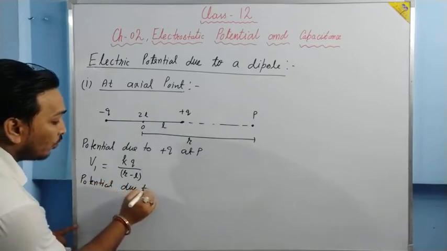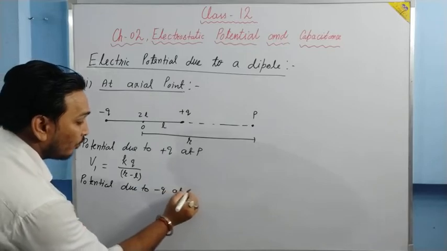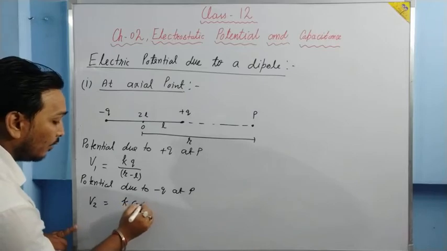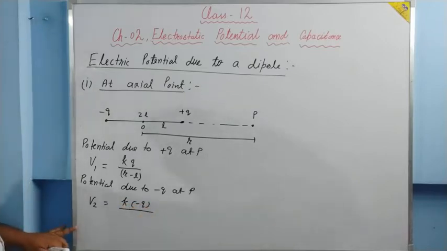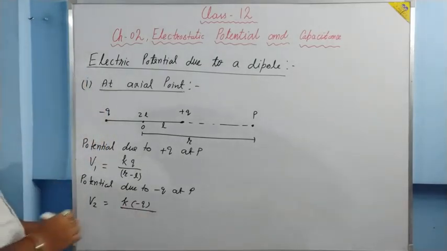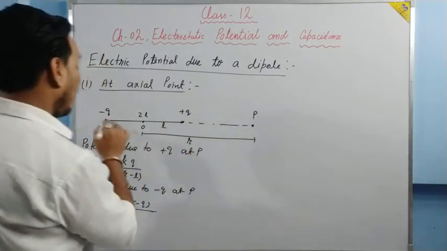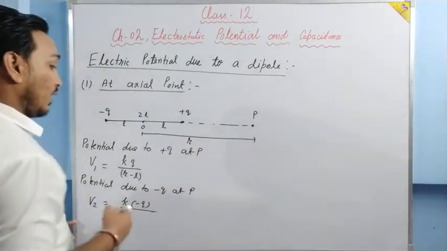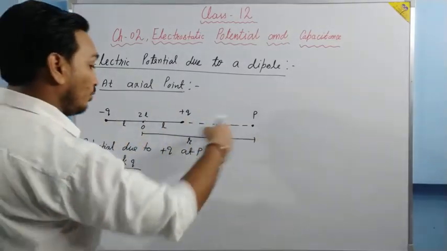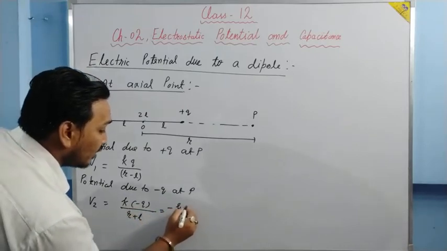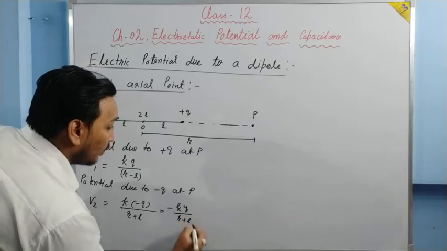Now potential due to minus q at P, V2 will be k times minus q upon, because when we write potential we have to write it with the sign. From minus q to O it is L, from O to P it is r, so from minus q to P it is r plus L. So it is going to be minus kq upon r plus L.